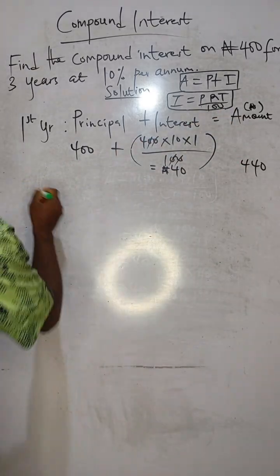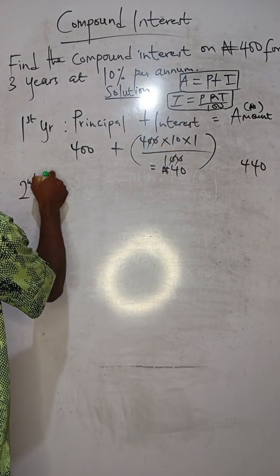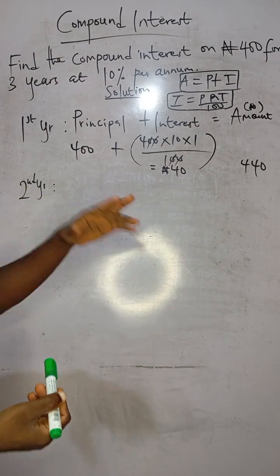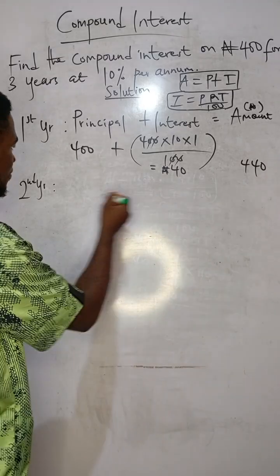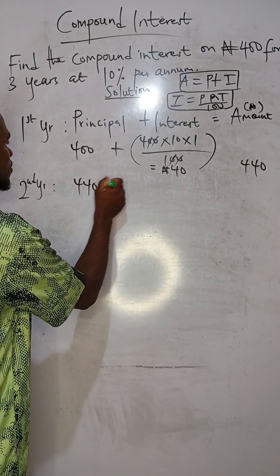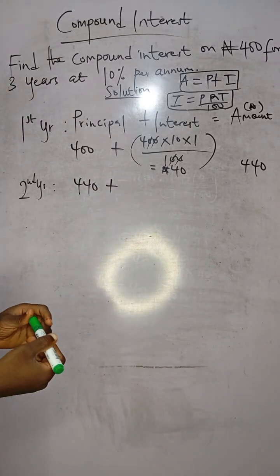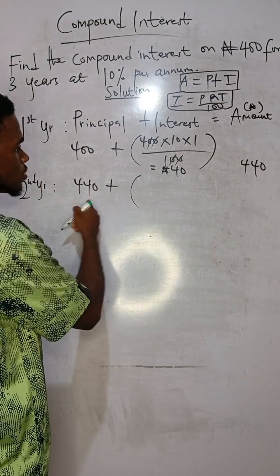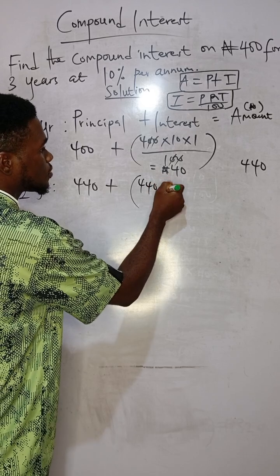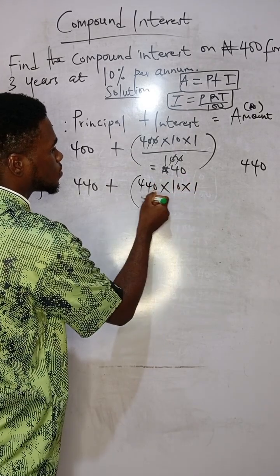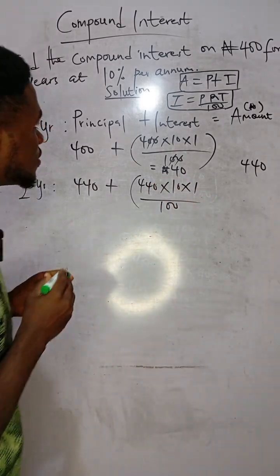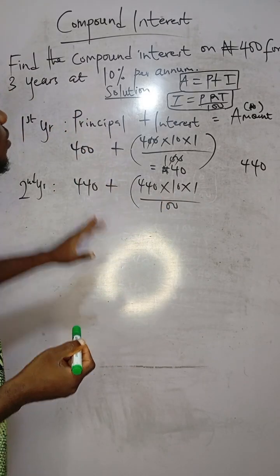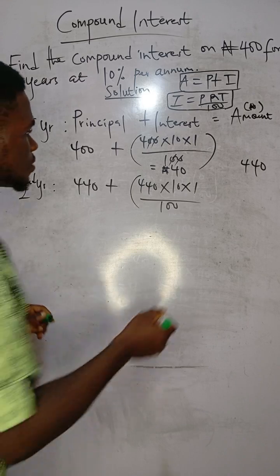For the second year, the amount at the end of the first year becomes your new principal. So I bring it, 440 plus, we need to get the interest again. So the interest is now going to be, our principal is still this, 440 times 10 times 1 over 100. Remember that the rate is always 10% and your time is always 1 until you are done for the number of years you want to get.